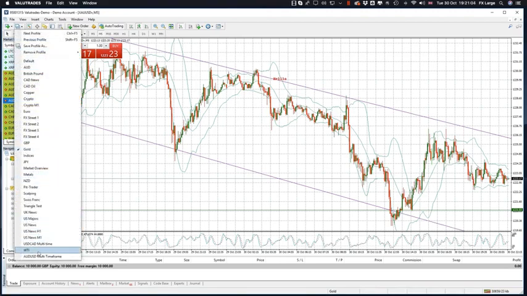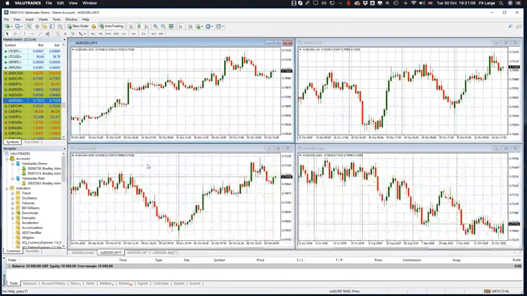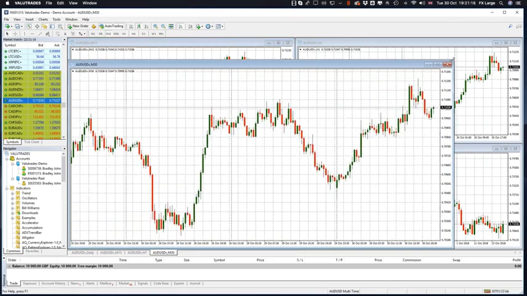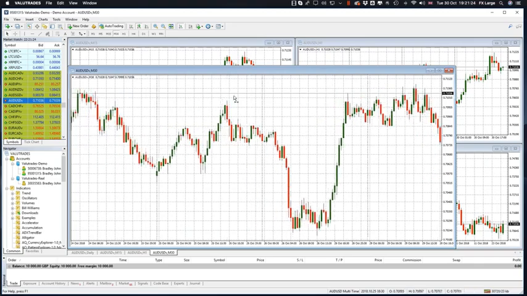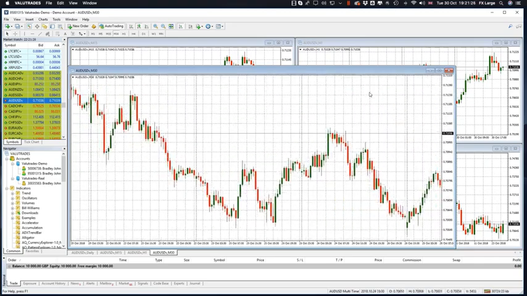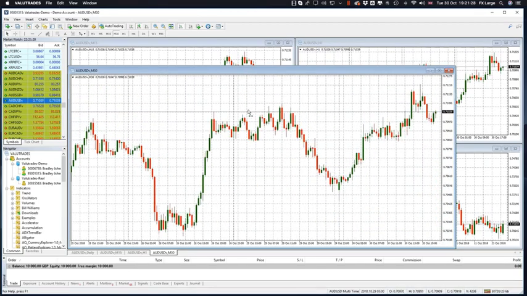So let's go back to our Aussie multi-time frame. You can easily, if you want to take a look, let's say we want to take a look at just one chart, it's very easy to simply drag it and make it larger. Then you can do whatever you want with it. If you want to scroll back, watch what happens when I scroll back. It snaps back to place. It goes back to the very beginning.